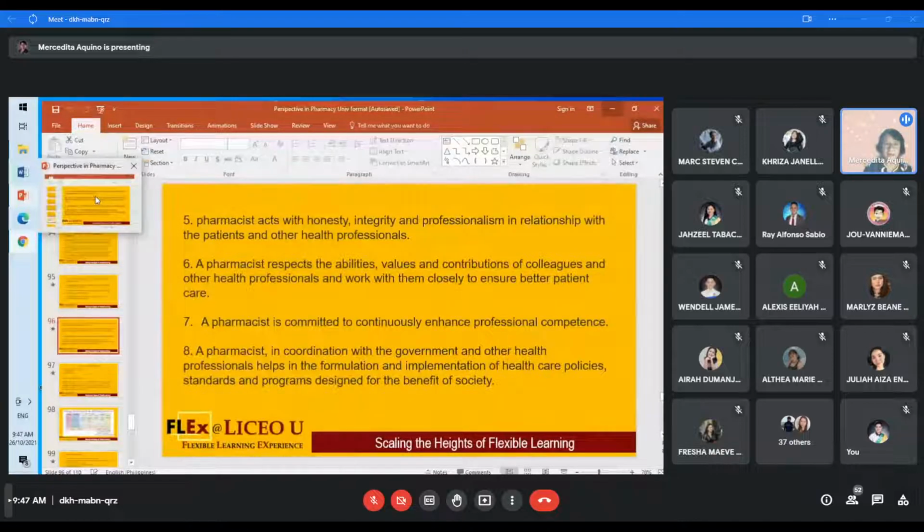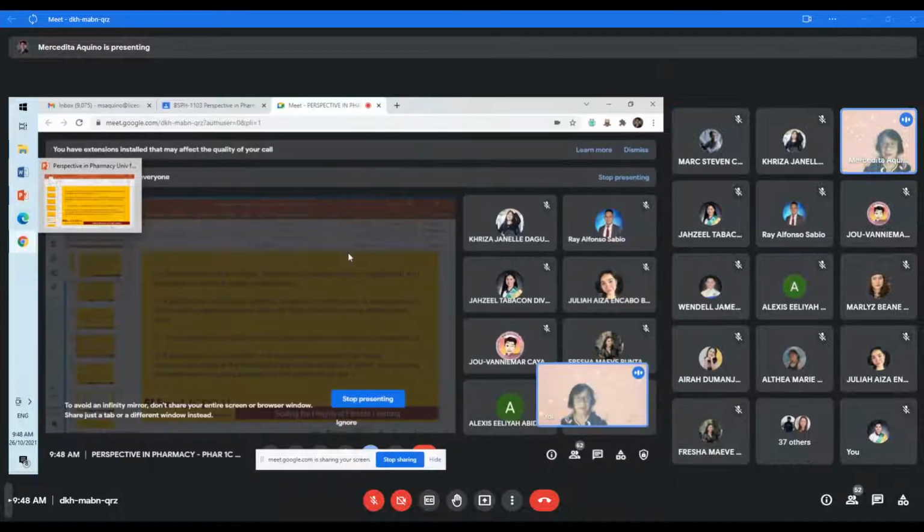Number 8, a pharmacist in coordination with the government and other health professionals helps in the formulation and implementation of healthcare policies, standards, and programs designed for the benefit of the society. Now, this is very much identified during this pandemic. No, there are government and implementation for healthcare policies. So, who can give any opinions on this?